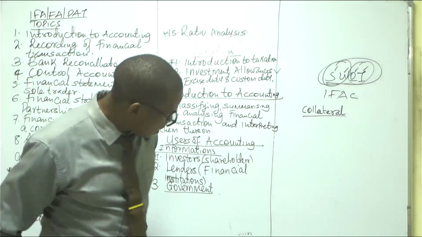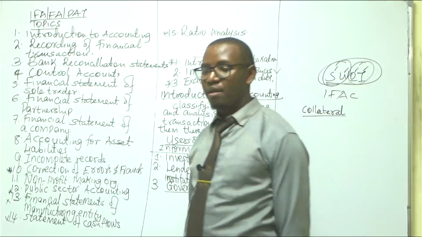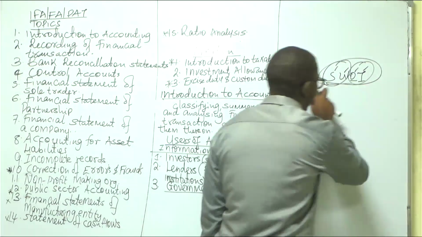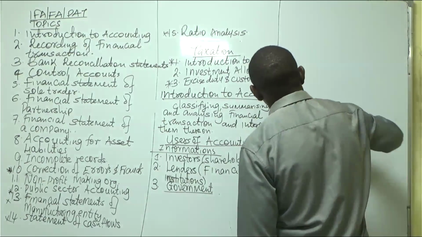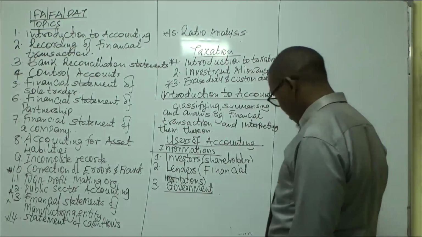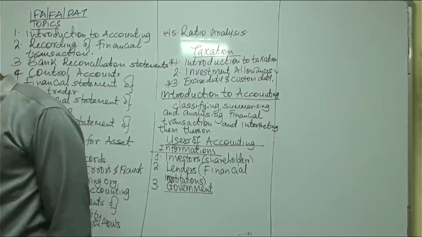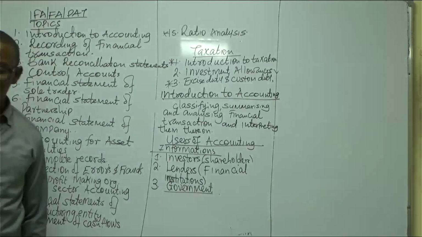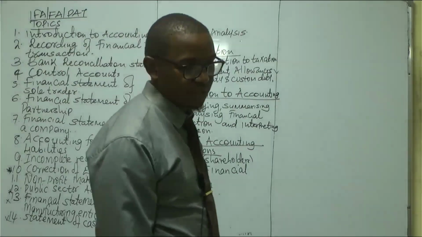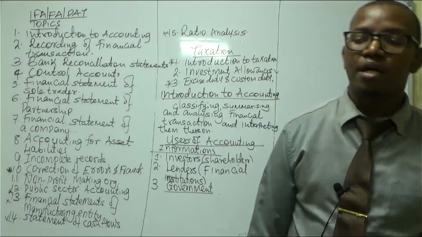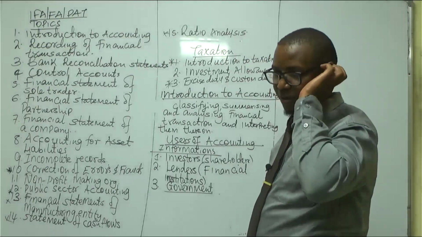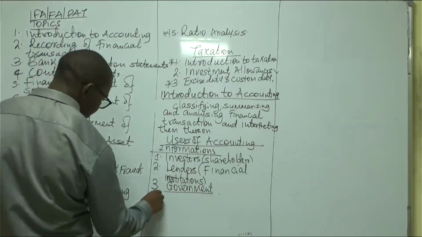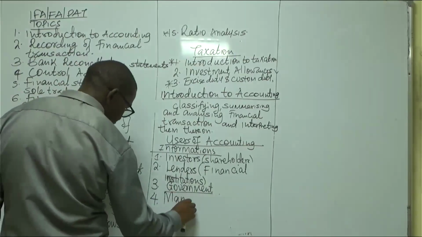So you write and say they require accounting information in order to determine the amount expected to be received as taxes, and to determine the level of economic growth. Number 4, we have the management.